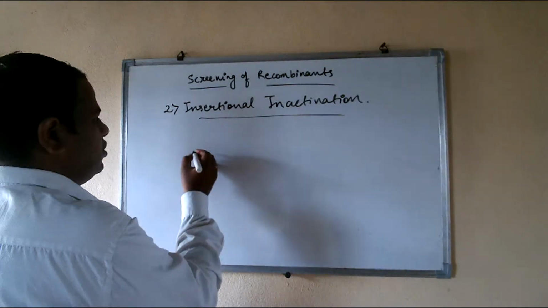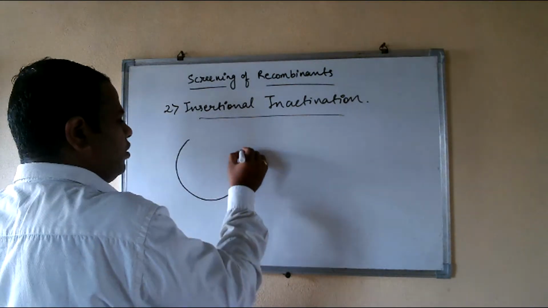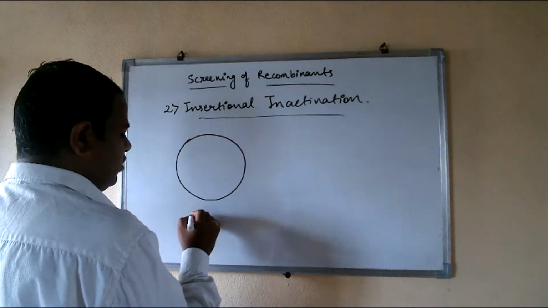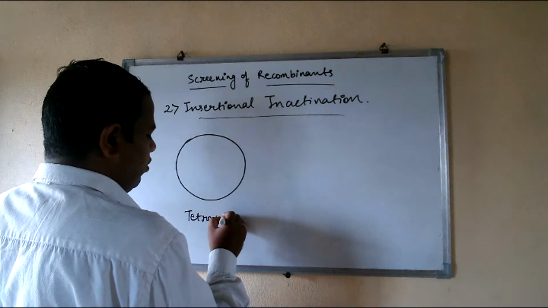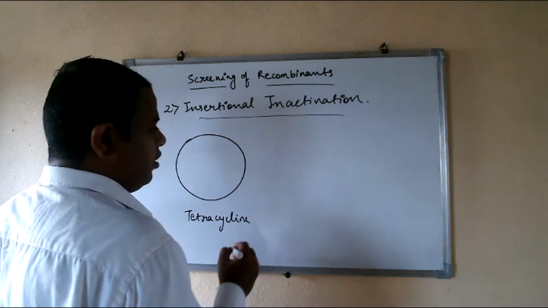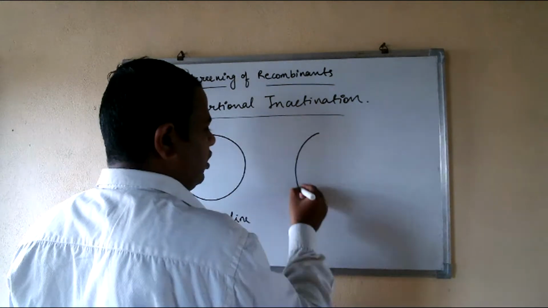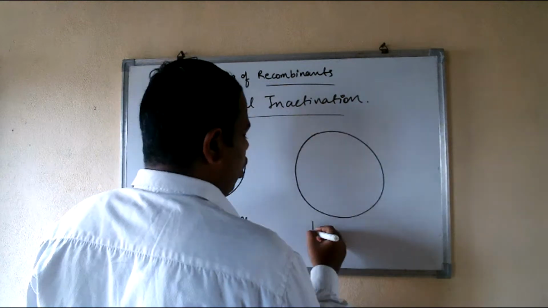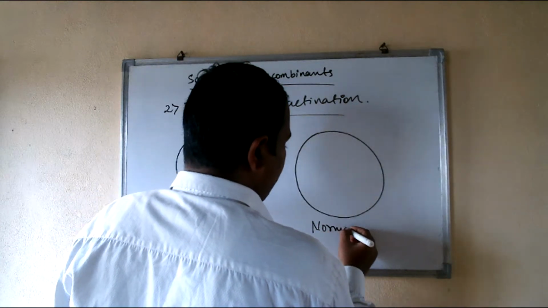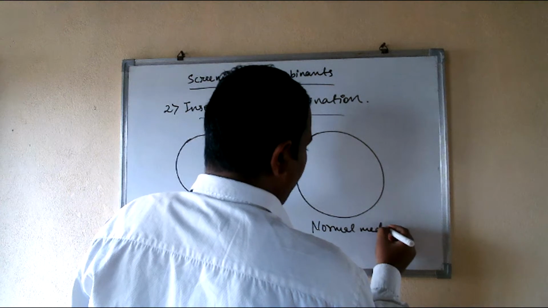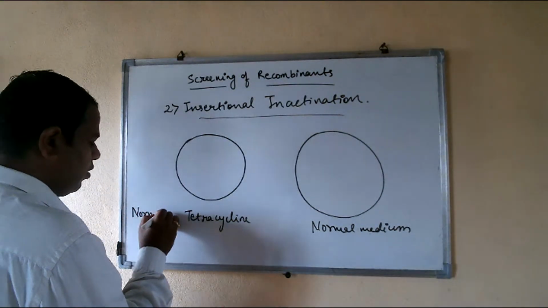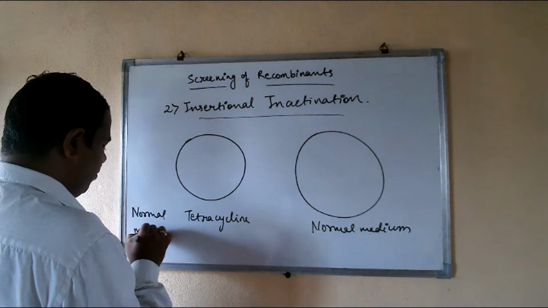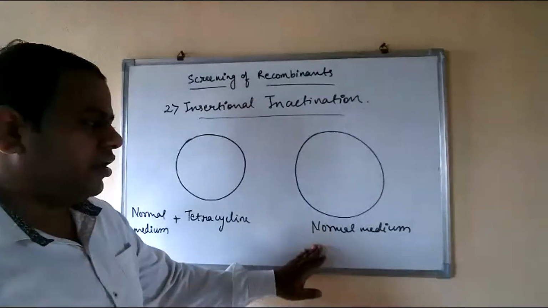Okay, so suppose this is a Petri plate, tetracycline. Okay, and this is a Petri plate having normal medium. And this plate is having normal medium plus tetracycline. Okay, so what is going to happen here?